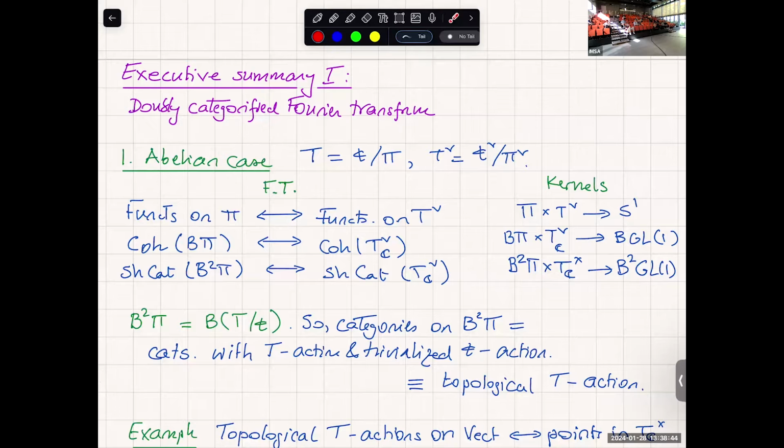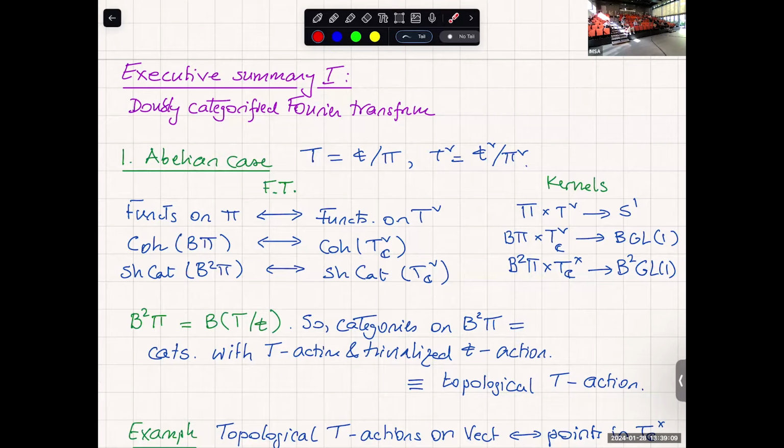Oh, that's a pi, sorry. This is a pi. So the once categorified story has coherent sheaves over the stack Bπ corresponding to coherent sheaves on the dual complex torus, if you like. And that comes from categorifying the kernel. This Bπ, if you realize it topologically as the torus T, that would be just a Poincaré bundle.